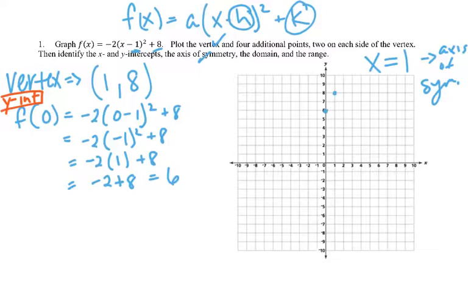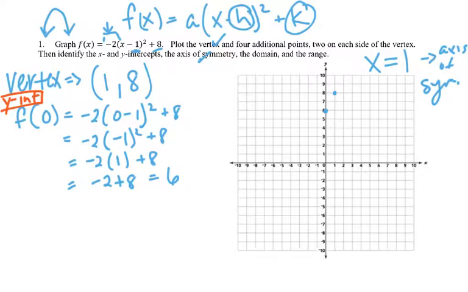Now that should make sense because our leading coefficient here is negative. So our parabola is going to be facing downwards. So if our vertex is here and our next point is here, that should make sense because our parabola is going to face like a downward facing U.